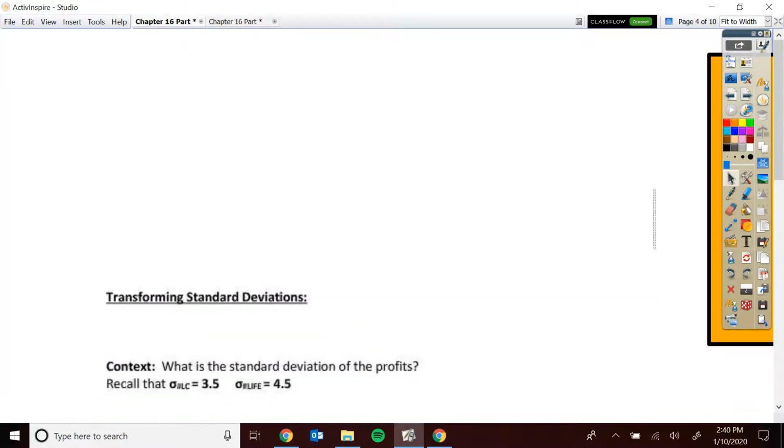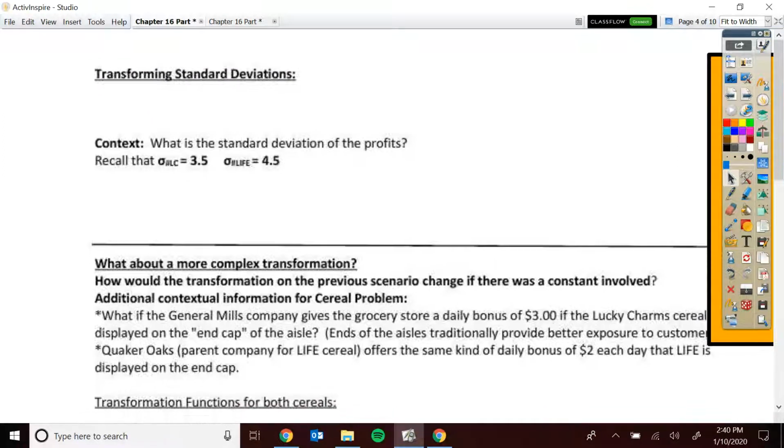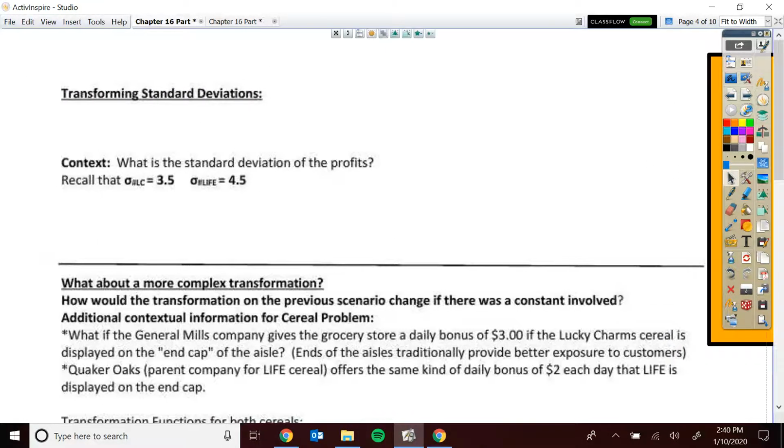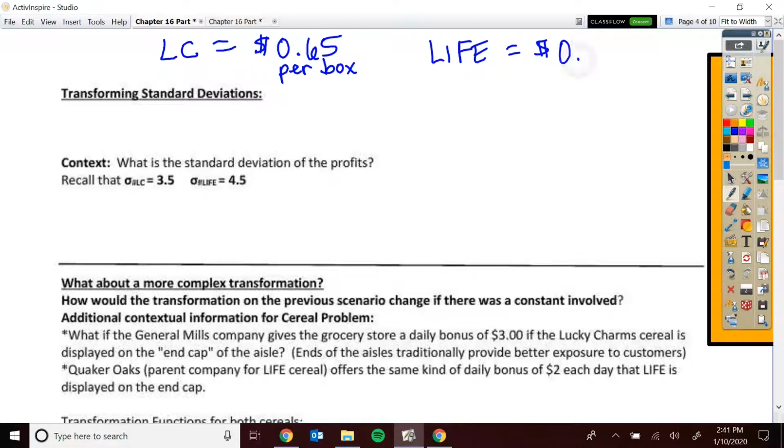Okay, so now to the next page. This is page 17 in your packet. I know yours got stapled out of order, so scoot back a little bit and find your page 17. We're going to now transform standard deviation. Before we do that, let's recall from the previous page that the Lucky Charms was profiting 65 cents per box, and our Life was profiting 72 cents per box. Okay, so here we go. Here's my transformation tool.